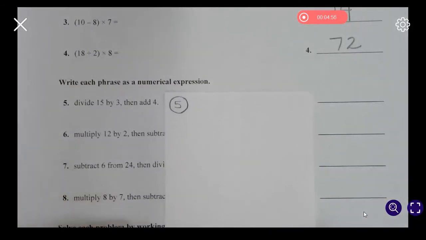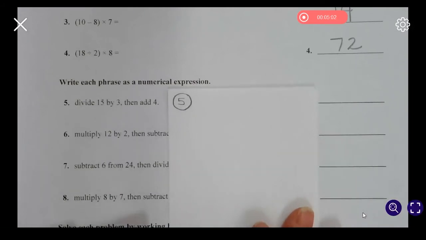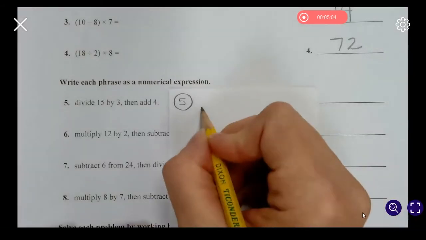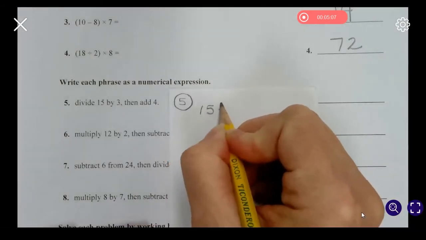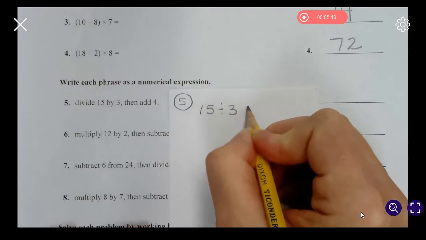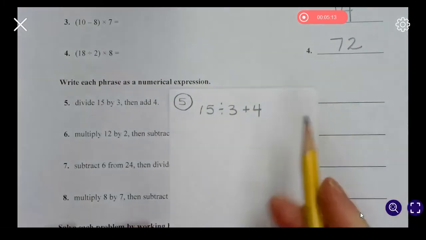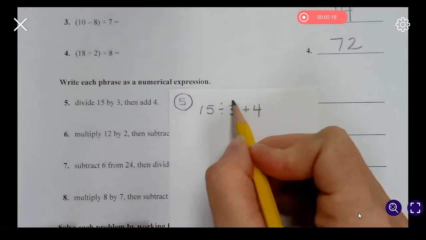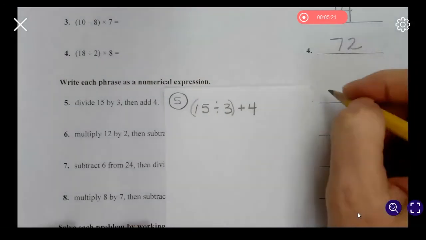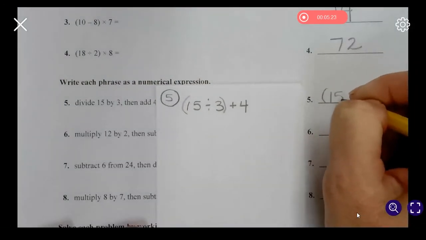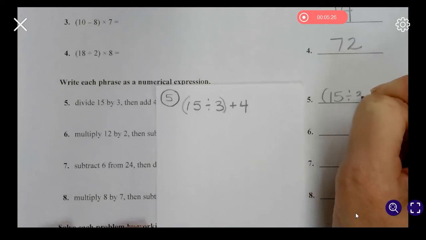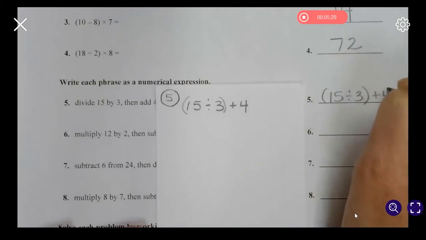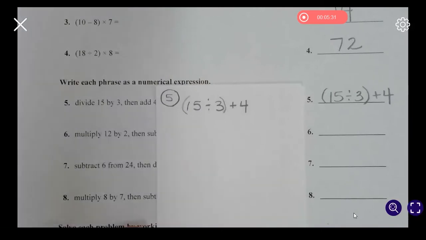Okay, question number 5. It says divide 15 by 3, then add 5. So we are going to divide 15 by 3, then add 5. You can write it like this because this would follow the order of operations, but if you wanted to, you could also put parentheses here. So it would be up to you how you wanted to write this one, with or without the parentheses. I'm going to use parentheses just because it's a little bit more friendly to the person doing the math problem because it makes it very easy for them to know what to do first.